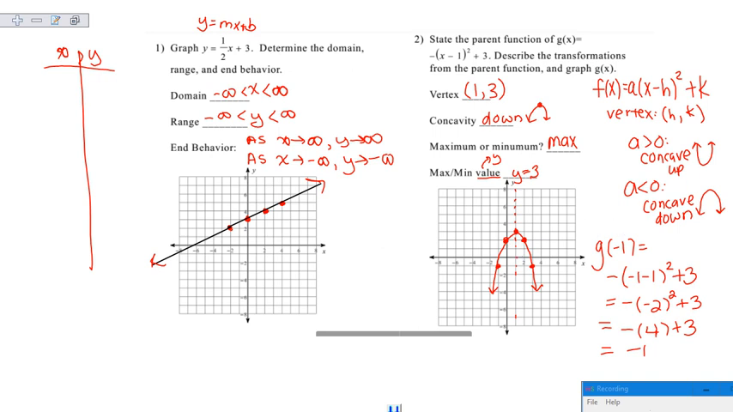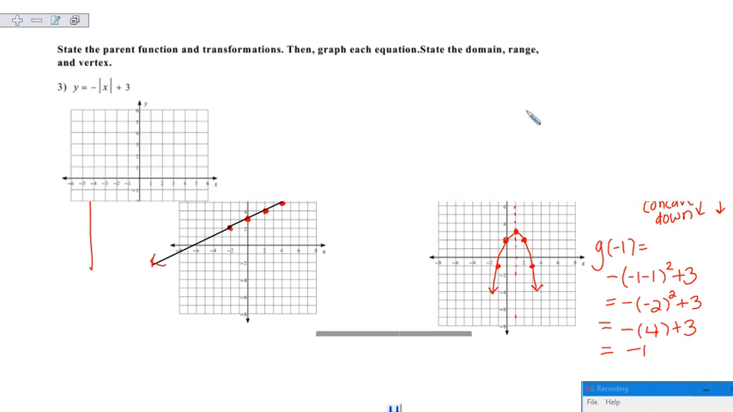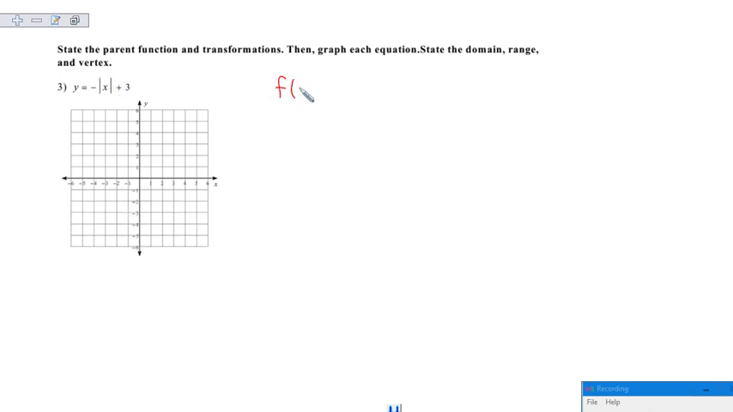Now we're going to go on to number 3. State the parent function and any transformation. Then graph each equation. State the domain, range, and vertex. Well, the parent function of this is the absolute value of x. So my parent function is f of x equals the absolute value of x. And we're going to go ahead and graph this one using the transformation.